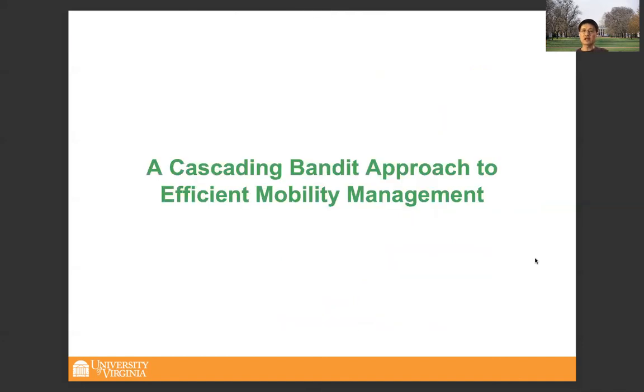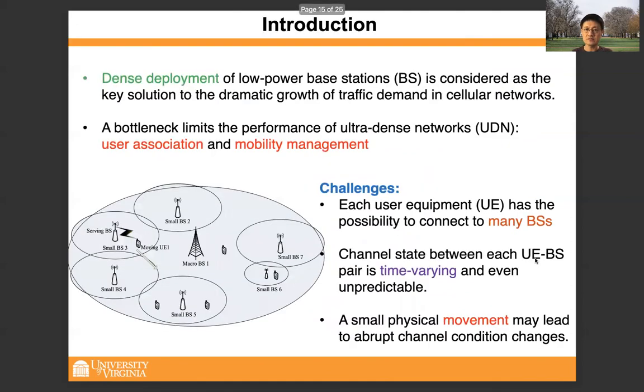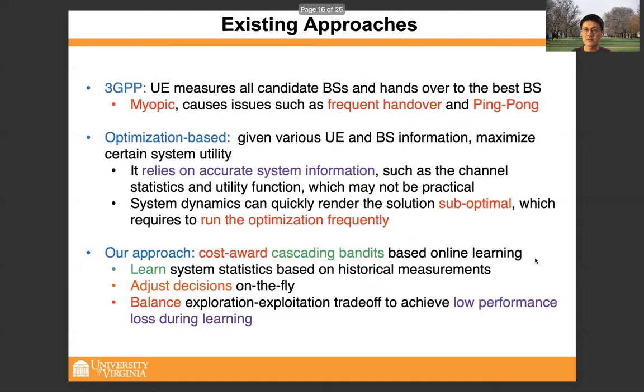All right, let's move to the last part, which is the cascading bandit approach to efficient mobility management. This is a particular problem for the so-called ultra-dense networks, UDN. We have a user association and mobility management problem. The challenge is, as I mentioned before, UE has many choices, and the channel states are time varying. And in fact, a very small physical movement may lead to very large channel condition changes.